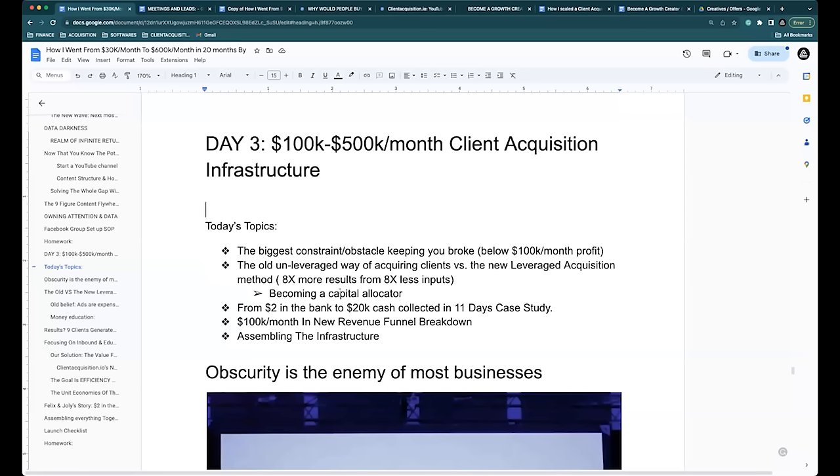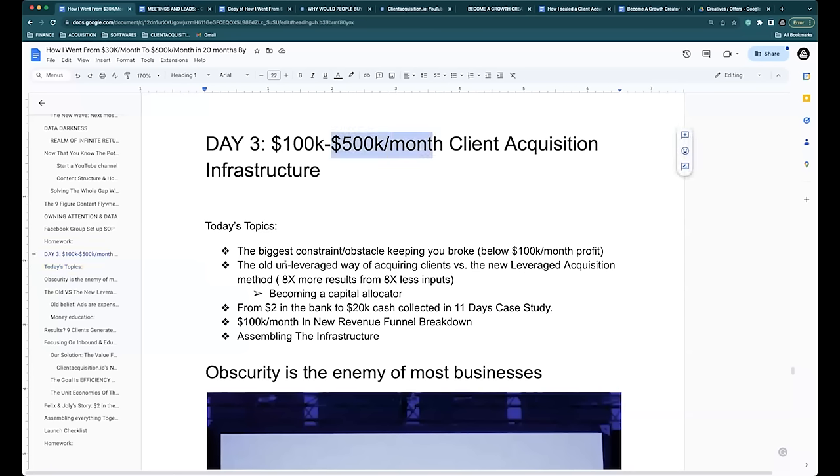100 to 500K a month client acquisition infrastructure. The reason I'm talking about 100K a month and 500K a month is because the same thing can get you to 10K a month. The same thing can get you to 50K a month, right? So I'd rather not talk about the mechanisms that get you to 10K a month, and I'd rather talk about the things that get you to 100K a month, because that makes it inevitable for you to make 10K per month. So for everyone whose goal is not necessarily to make $500,000 a month, it doesn't matter. This is going to get you your 50K a month.